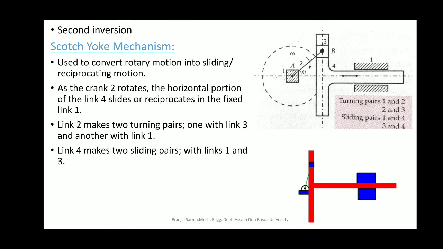So the next inversion, the second inversion, gives the Scotch yoke mechanism. In this particular Scotch yoke mechanism, we are basically going to use it to convert rotary motion into sliding or reciprocating motion.